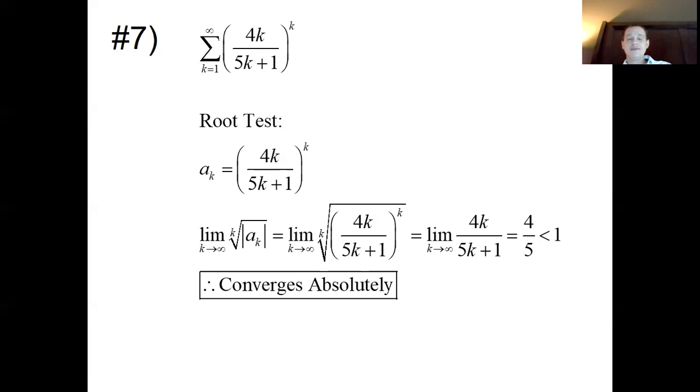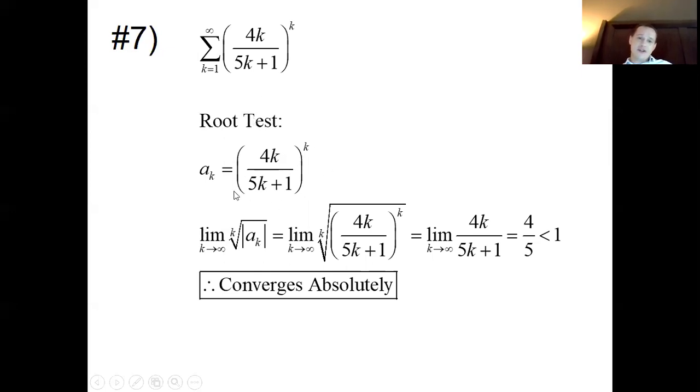And here's number 7. Again, I see something raised to the k power. Now, this isn't a constant something. When I see something raised to the kth power, I think, oh man, that root test would be really good, because what do root tests do? They raise things to the 1 over k power. They take a kth root. So that'd be really awesome on this one, because it would cancel out the k right there. But let's do the root test again.